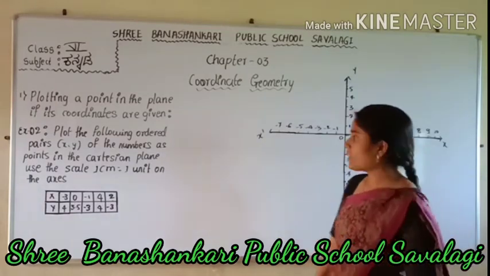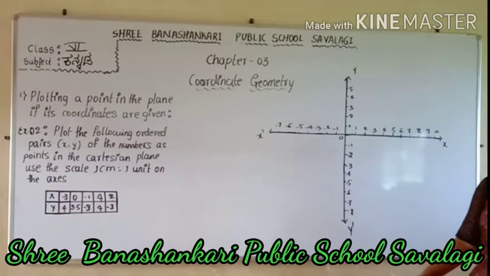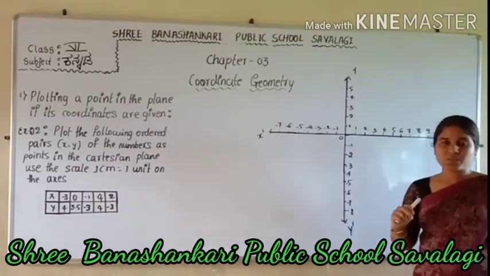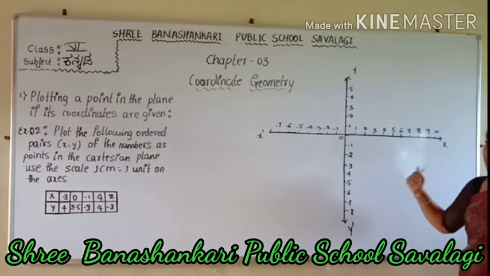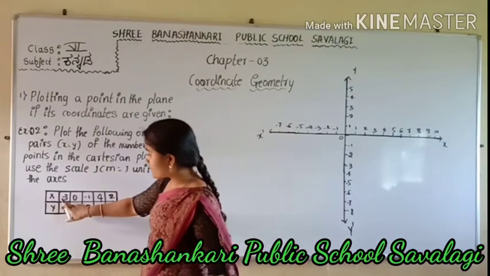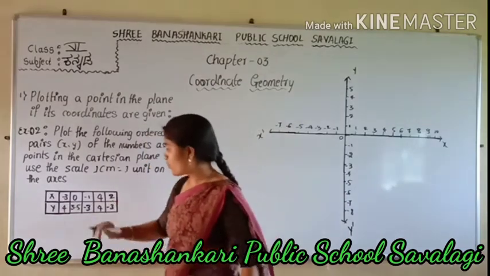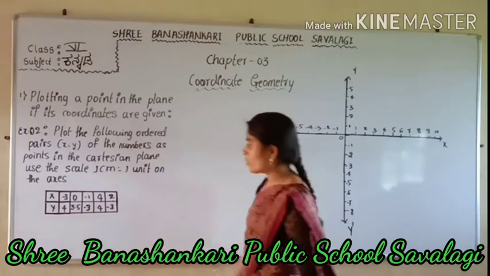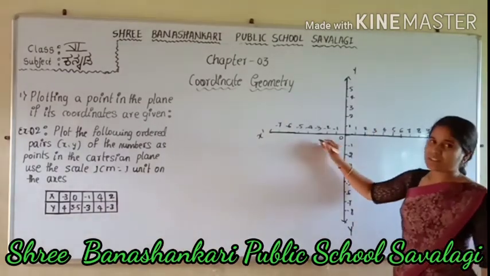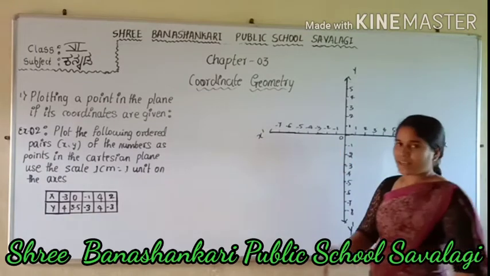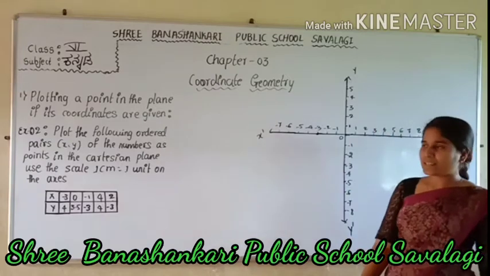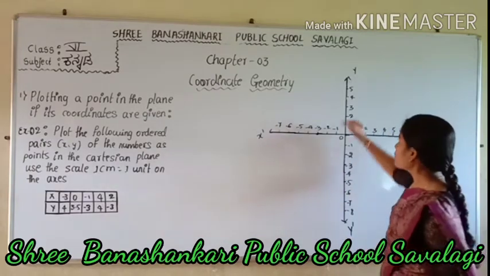And here we have already drawn the Cartesian plane using the scale 1 cm equal to 1 unit. And here we have the point where the x coordinate is -3 and the y coordinate is 4. Here the x coordinate -3 means it comes in the negative direction of the x-axis. Here it is the position of the minus 3, and the y coordinate is 4.